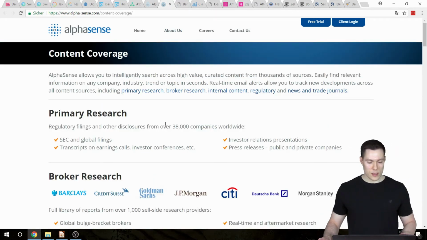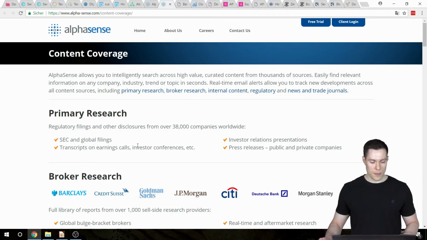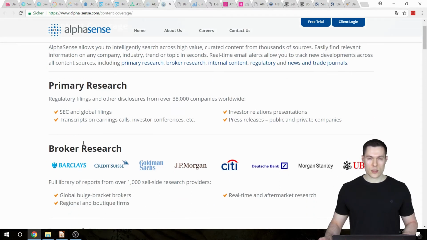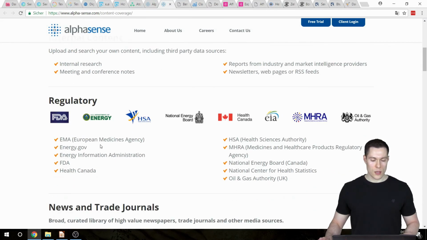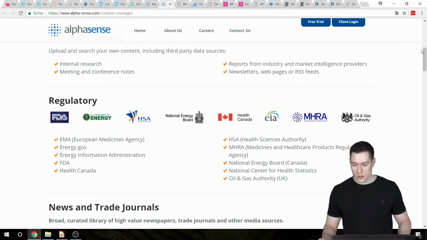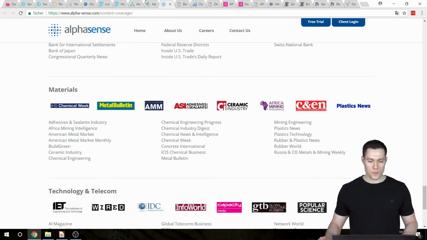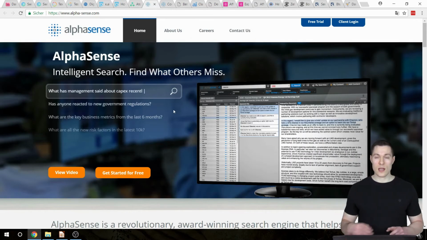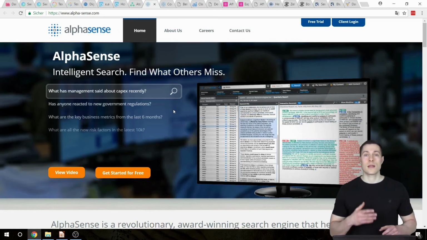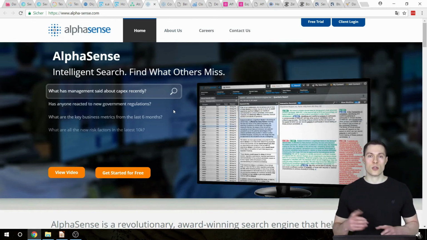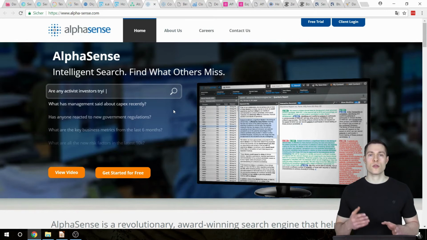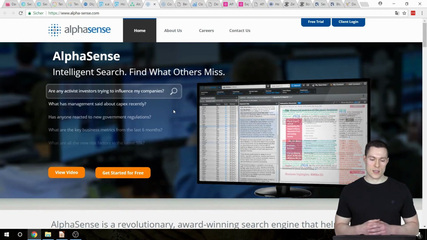So those documents might include some primary research, so documents that have to be published by the companies themselves, research documents by brokers, or documents from regulatory institutions. And the list goes on and on and on. So clearly there's way too much to read. So what Alphasense basically is, it's a search engine for all those documents so that you can find the critical information that you need faster.